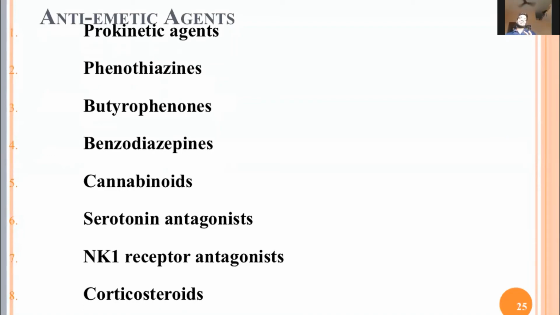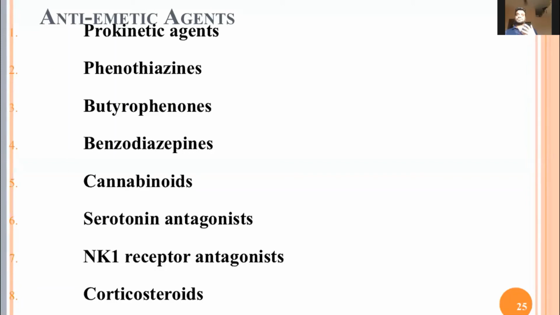Now here comes the importance of recalling that pathophysiology diagram. If you remember what receptors were there, we will use exactly the drug that can block those receptors and reduce the sensation of nausea, vomiting. Okay, so we have some of the prokinetic agents. These are just the classes of drugs. We'll also see some of the specific drugs under each class.